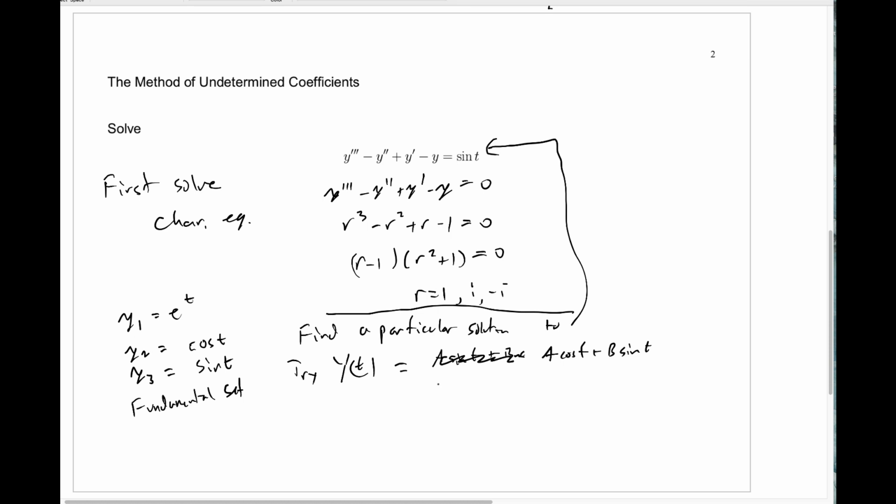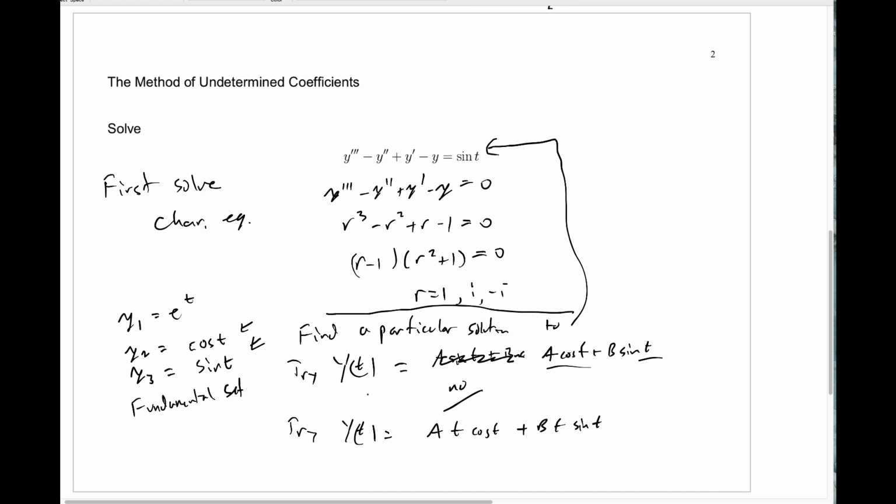But this won't work because there's interference, the cosine and sine, with the solutions to the homogeneous. If I tried a function like that, the left side would be identically 0, and there's no way by any choice of constants a and b I would get that to equal sine t. So instead, I'll try y of t to be this thing multiplied by t, which we can write as a t cosine t plus b t sine t.